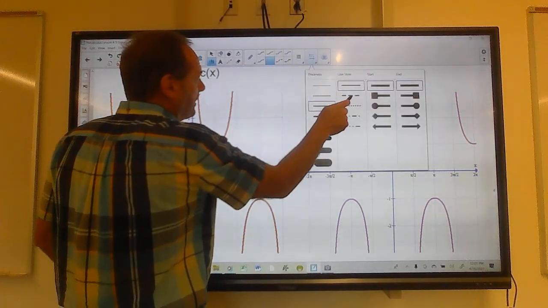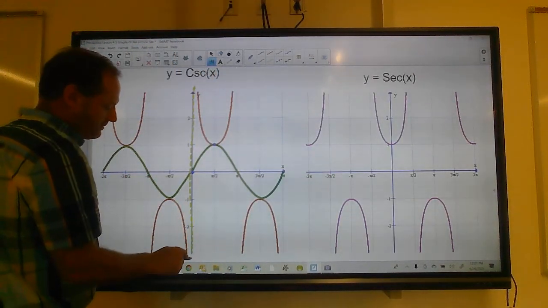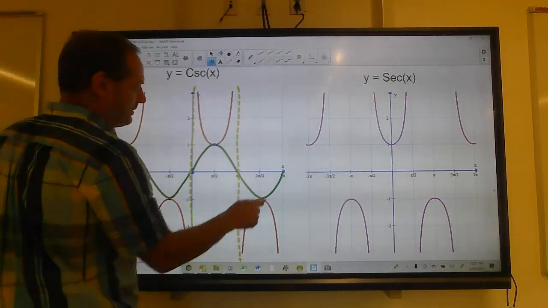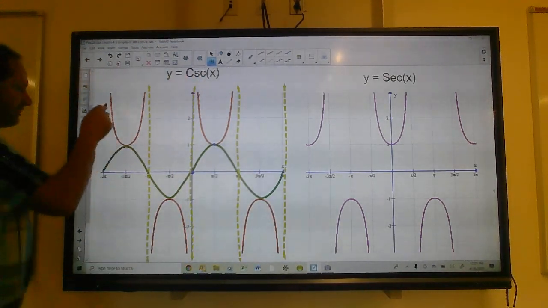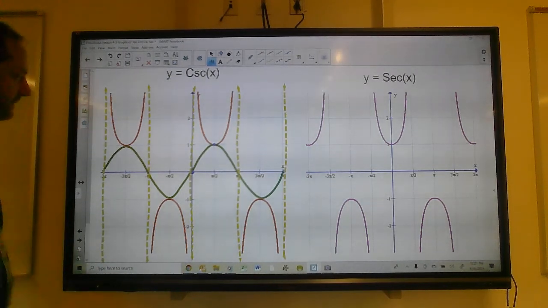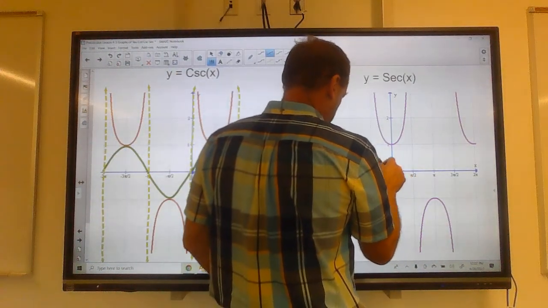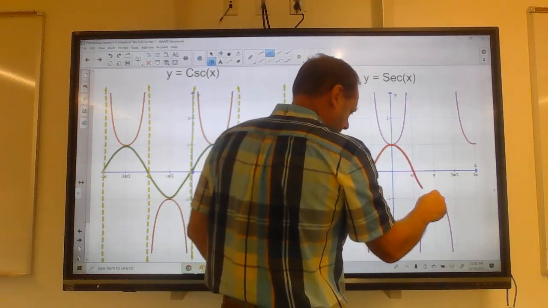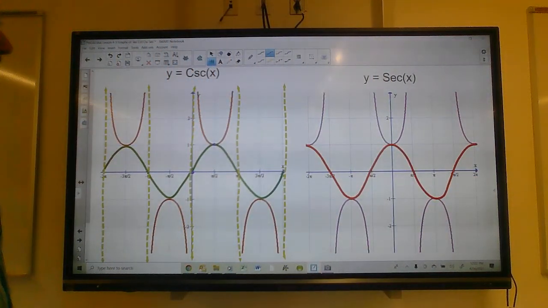So I've got asymptotes here, and here, and here. Everywhere that sine is 0, I end up getting an asymptote. Okay, and the same thing over here with secant, because if I draw a cosine on here, cosine looks like this. And so you can really see that the secant is the reciprocal of that.